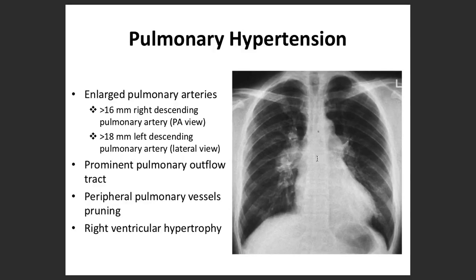So what is pruning actually? For example, if we look carefully over here, these proximal vessels are very prominent, but distally they are absent. We can't even see them at all. So this is what is called pruning. And of course, right ventricular hypertrophy.